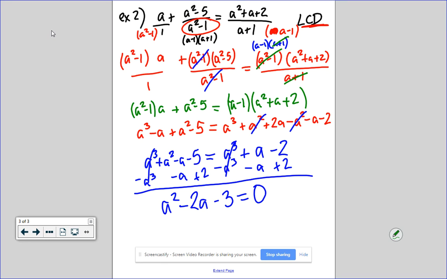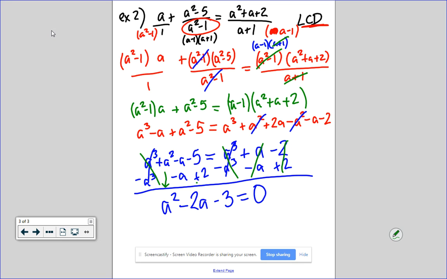So all I did here was move everything to the left side. This was a positive a cubed, so I subtract that from both sides. This one and that one cancel. There is no a squared term, so that just comes down. This was a positive a, so I subtracted it from both sides. Negative a plus negative a is negative 2a, because there's 2 negative a's. And then I added 2, because this was a negative 2 to cancel that. Negative 5 plus 2 is negative 3.